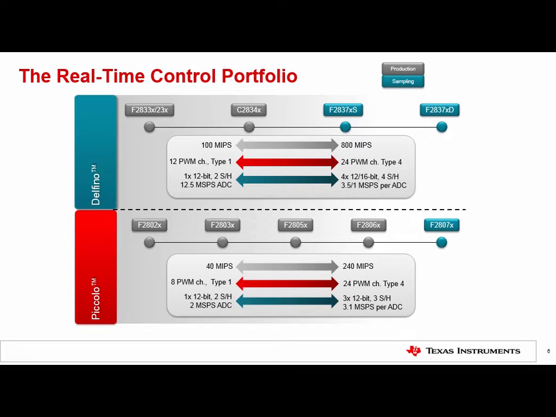Now, if you look in this picture, you'll see that there are three distinct microcontrollers which are sampling today. There's the F28070X, the F28037XS, and the F28037XD. The really cool thing about these three microcontrollers is that they're pin compatible and they're also software compatible. So this allows you to easily scale from a Piccolo, a low-cost platform, all the way to a really high-end application without changing your hardware or your software.